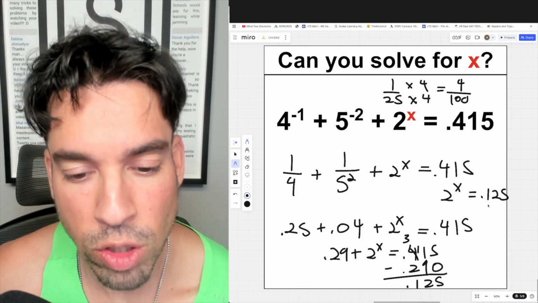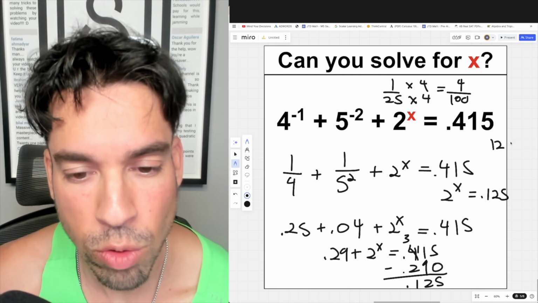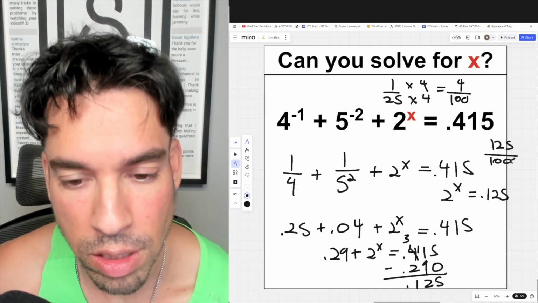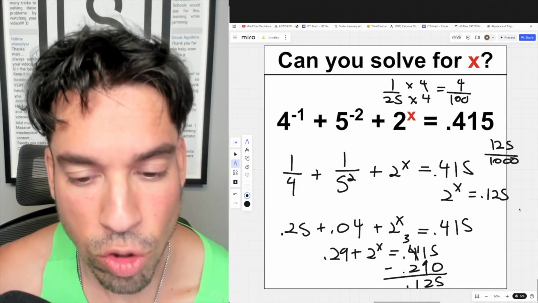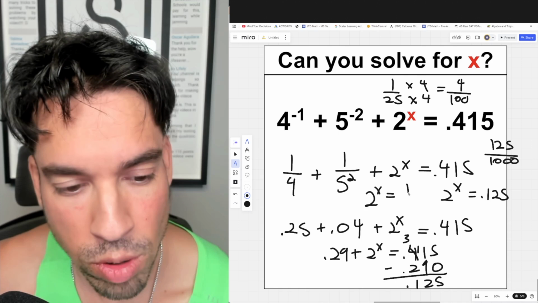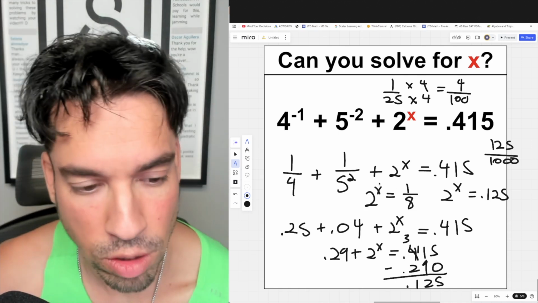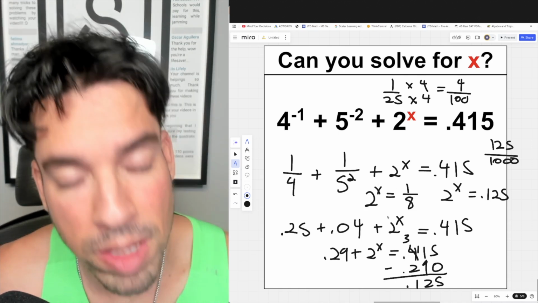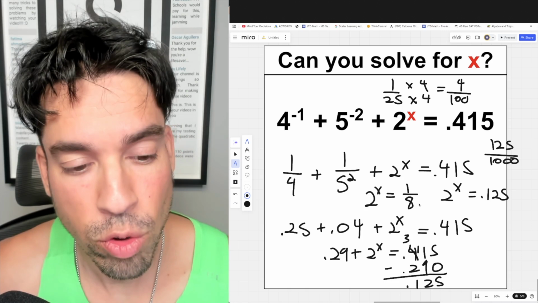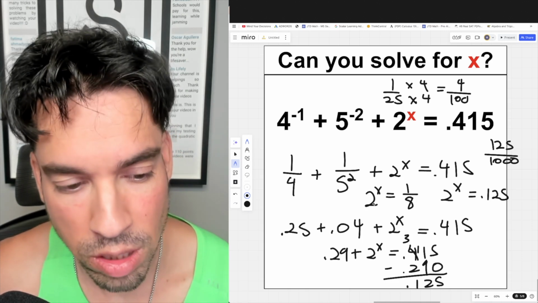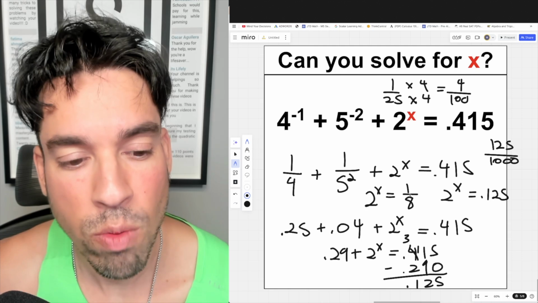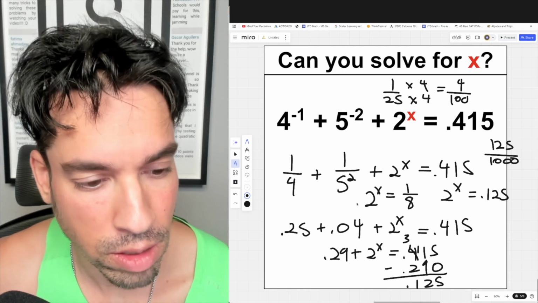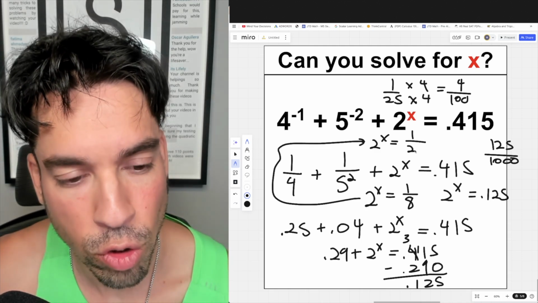Now as we go from here, we can see that 0.125, we can maybe turn it into a fraction, okay? So 0.125 is the same as 125 over 1,000. And now I can actually divide top and bottom by 125, and I can reduce this to 1 over 8. So we have 2 to the x equals 1 over 8. Okay, now you might be able to figure out what x is, but I'm gonna keep it going so we can use this fraction equal to this expression of 2 to the x and solve for x this way, because 1 over 8 is the same as 1 over 2 to the third power.